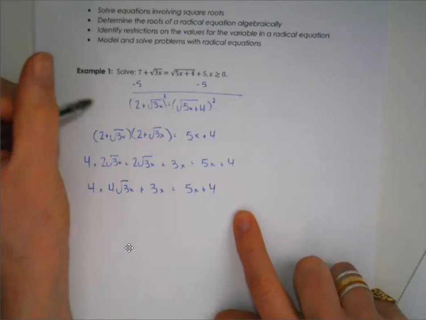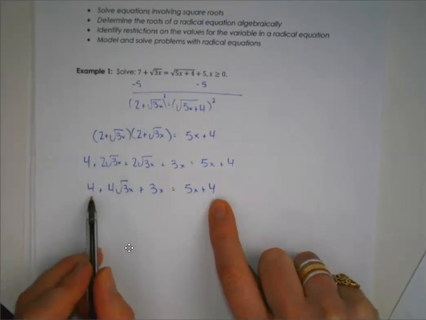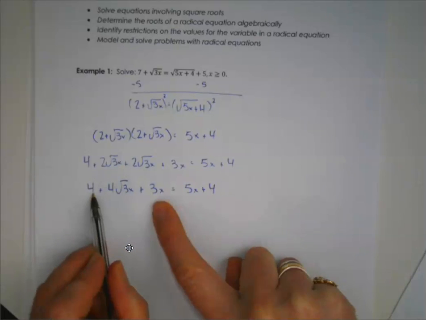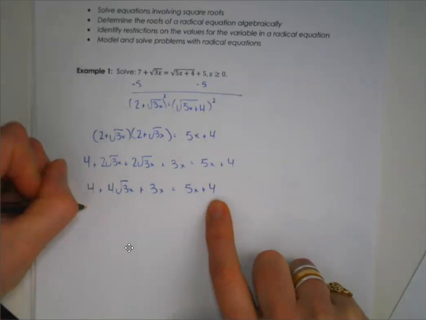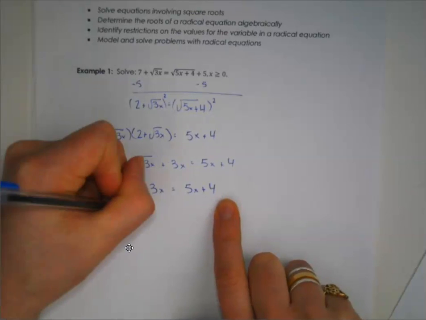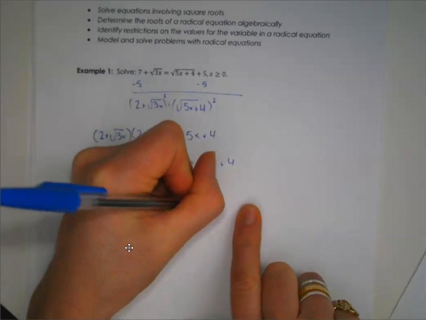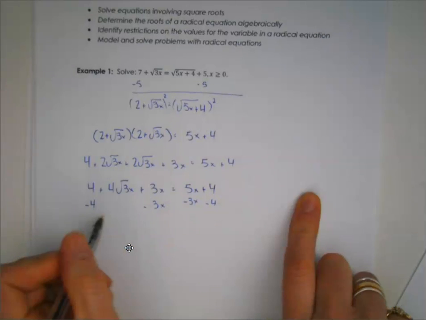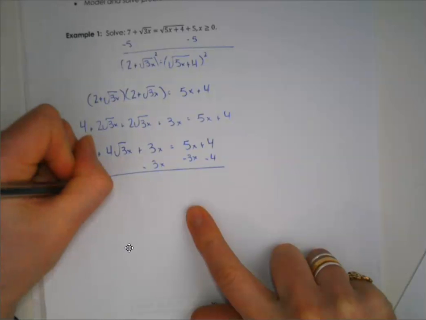Now these two are like terms and these two are like terms. So we want to isolate this radical again by moving these terms over to this side. Because they have like terms on the other side, we can do that. So positive 4, we minus 4 off. Plus 3x, we minus 3x. And the same thing on the other side: plus 4 minus 4, 5x minus 3x. And when we do that, we end up with 4 root 3x.